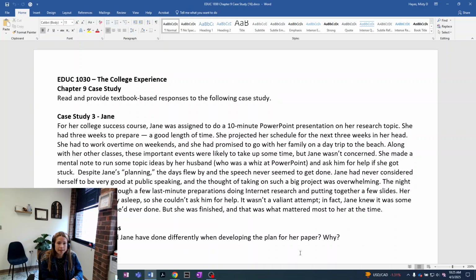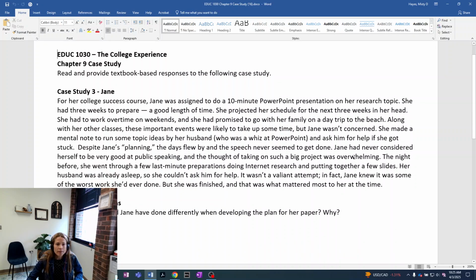Now, you can use an additional resource outside of your textbook. The textbook is a wonderful resource. That's why you'll notice I put in here provide textbook-based responses. But if you find another resource as well, I think that'd be helpful for you to include that information. So with a case study, it's based off of a person. Now, sometimes you use pseudonyms. The name has been changed, but the information is a real case study.